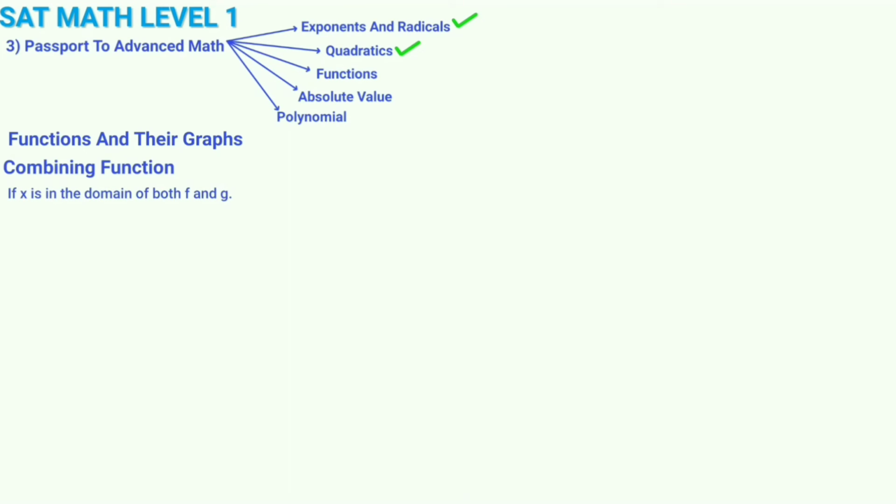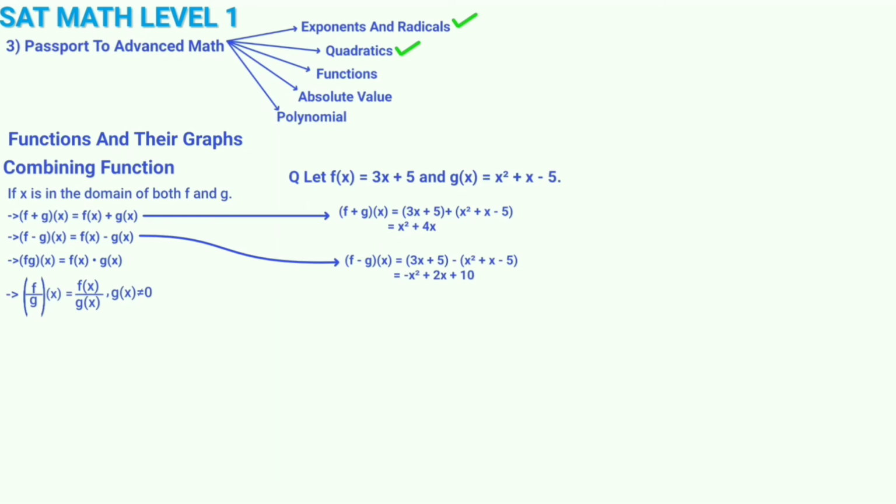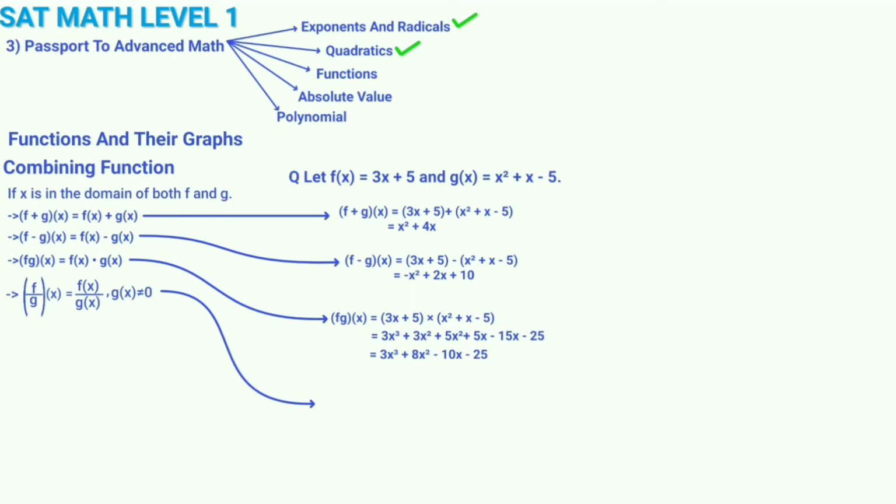Combining functions. If x is in the domain of both f and g, this is a combining function. Let g(x) be x plus 5 and f(x) be x minus 5. Let's see each example. Let's see how to work with it. Okay, so this is a combining function.